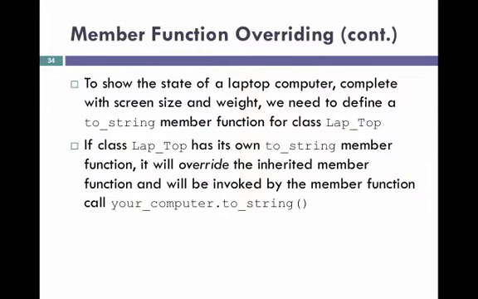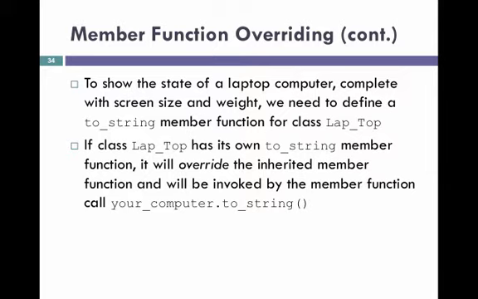So if we want to show the state of this laptop computer instance with the data fields of screen size and weight, then we've got to define a toString member function on the class laptop. So if we go to our class laptop and define a toString member function for it, it has the same name as a function in the computer class. Okay, that's the base class. So then we'll say the toString function in this derived class overrides the inherited method.